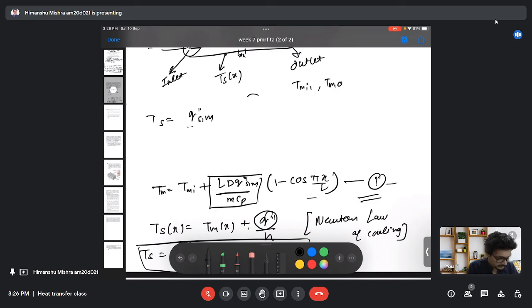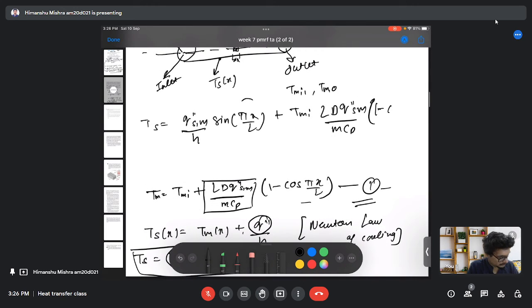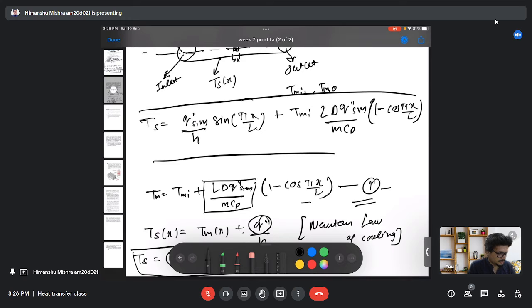So my first part will be the function of the heat transfer coefficient that we will get from Newton's law of cooling. And the second part that we found in the mean temperature profile is the function of the heat flux and the heat capacity rate. So now this is my overall expression for the surface temperature.